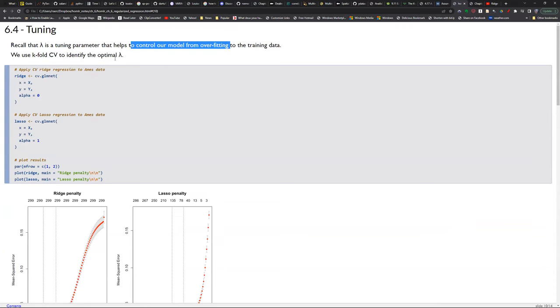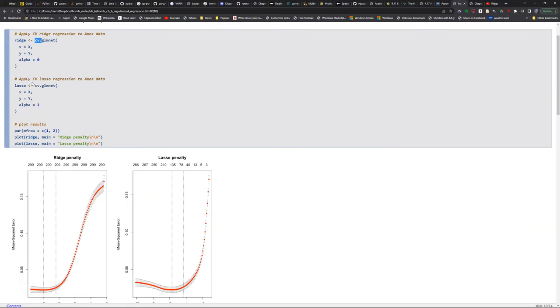So to tune the optimal lambda, we're going to use the same function, but instead of glmnet, we're going to do a cross-validation. To do a cross-validation, you just have to add cv dot before glmnet, okay? Also, we are going to apply a lasso regression to the same predictors and response. But instead of alpha zero, it's now going to be alpha one, so we can compare both models, all right?